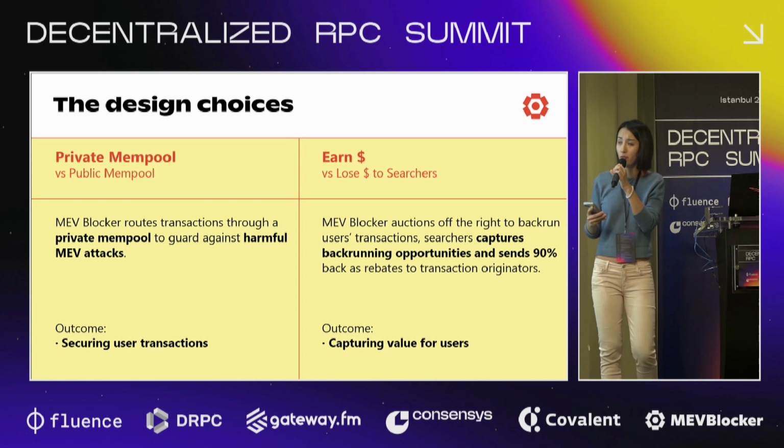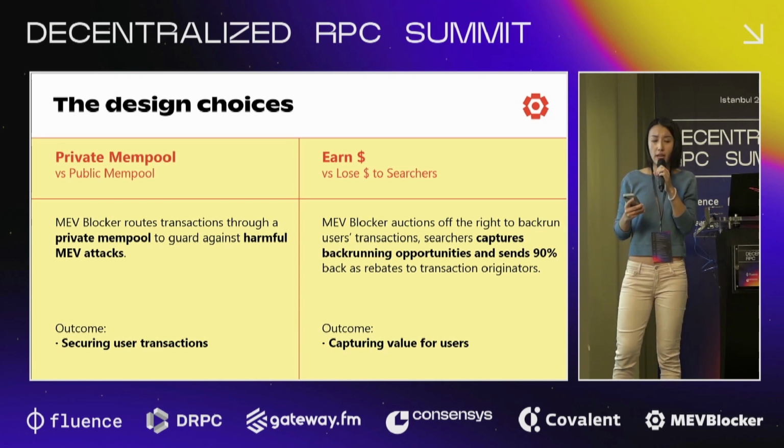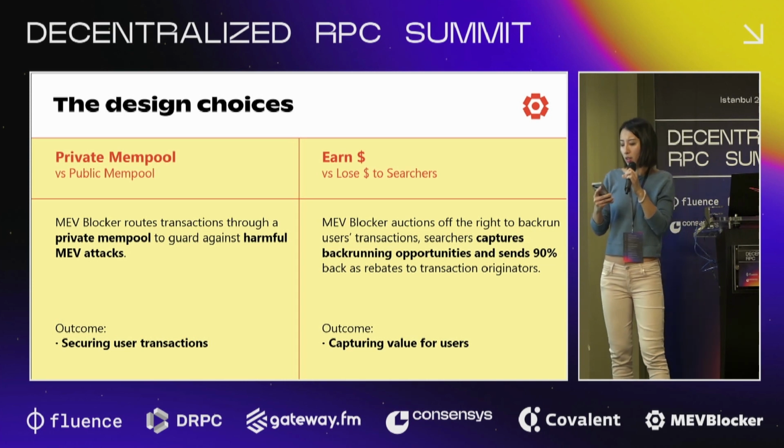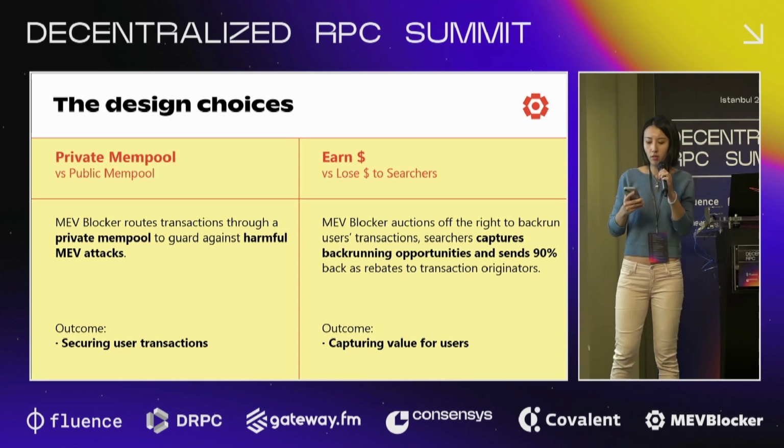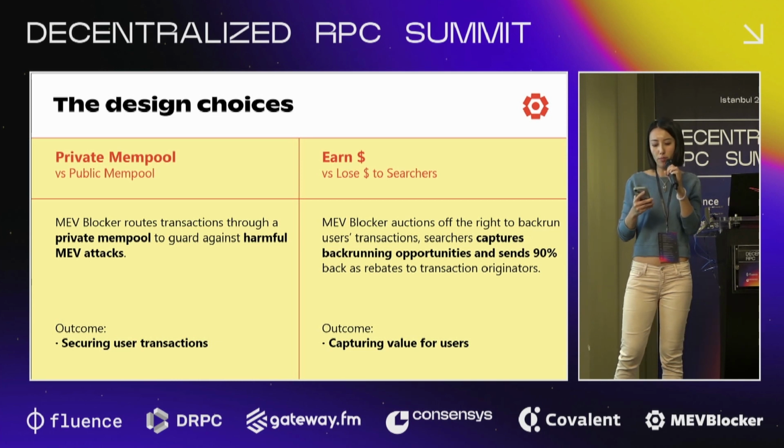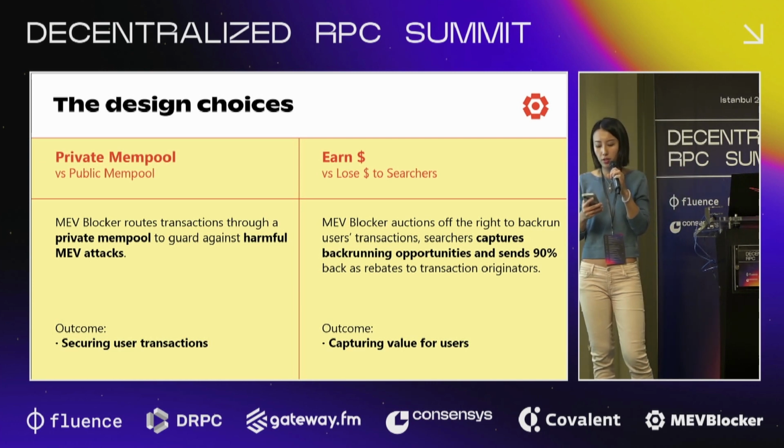Let's take a close look at the design choices we made. Instead of sending your transaction to a public mempool, which is prone to MEV, it goes to a private mempool, and it is therefore de facto protected from any harmful MEV. Then, instead of losing money to searchers, you can now earn money from searchers. You get rebates from searchers connected to MEV Blocker, because MEV Blocker auctions off this right to back-run to the searchers. Remember, 90% of it goes back to the users or the projects.